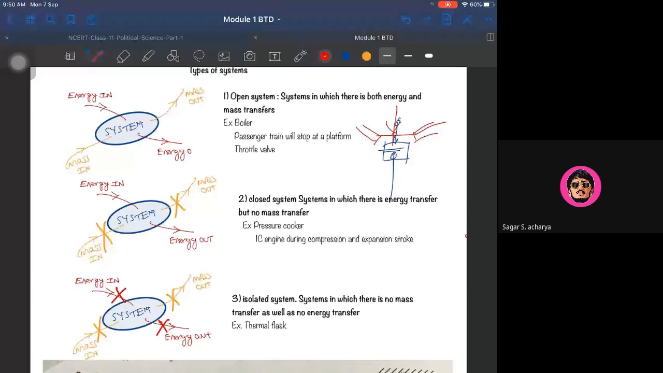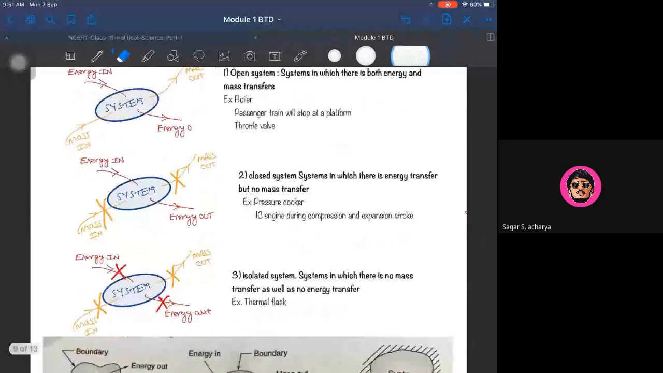That is how it is. And the same example goes with the thermal flask also. A thermal flask is a totally insulated body. You are inputting hot water initially. Once you close the thermal flask, that particular system can be regarded as your isolated system, since there is no mass transfer in and out of the system and there is no energy transfer in and out of the system.